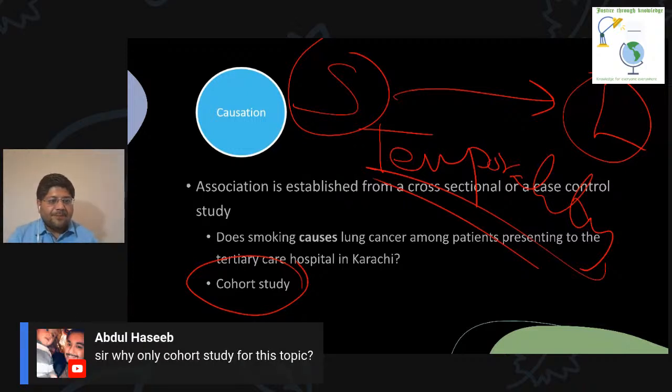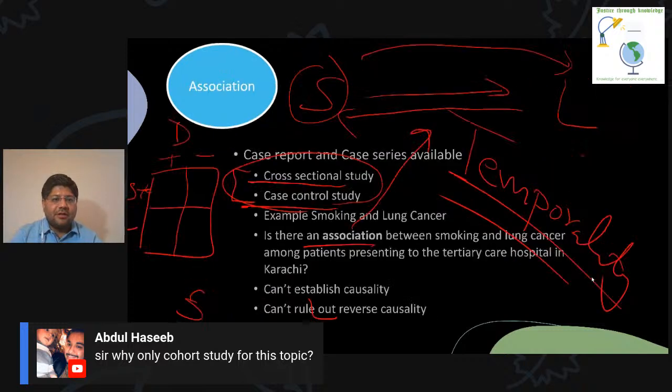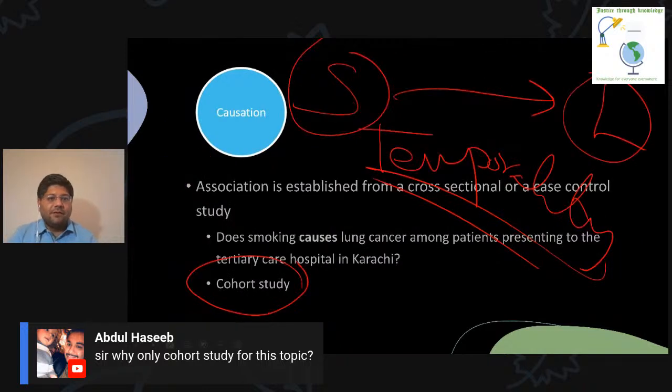Okay. Then, I didn't say only cohort study. If you followed me completely, I said that if your stem... I'm going to go to that slide where I've mentioned it actually. I didn't only talk about the case control, the cohort study. I talked about if you use association in the stem of the research question, then you will go for a cross-sectional study or case control study. But if you use causation in the stem of the research question, then you go for a cohort study.